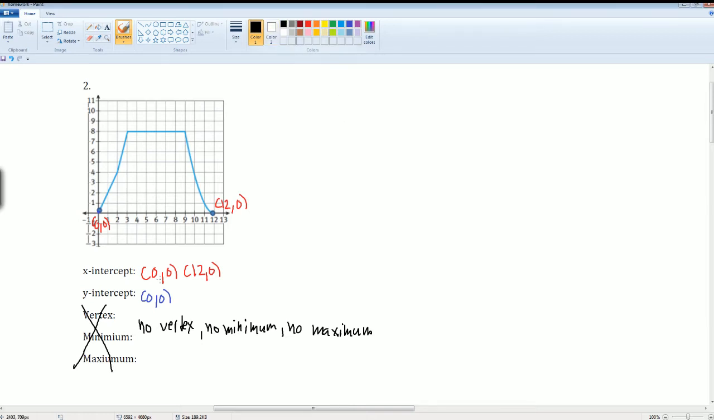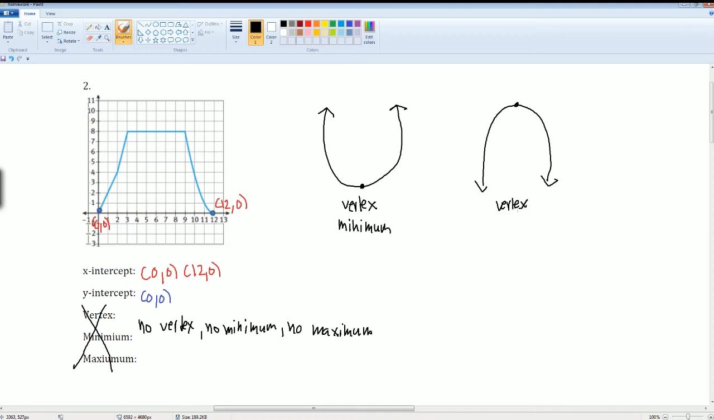So here I said there is no vertex. I am correct. If it looks like this parabola right here, this would be one vertex, and in this case, this is the minimum. There's also the sad face one, and there's a vertex here, which is on top. In this context, it is the maximum. When it looks like this, there is no vertex, because there's no minimum and there's no maximum.